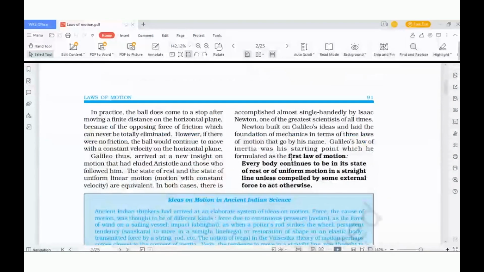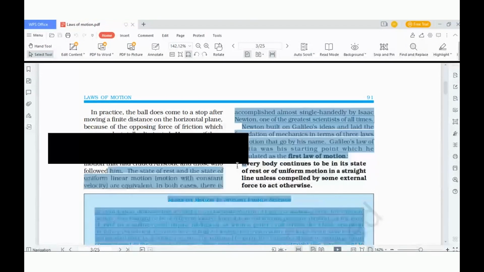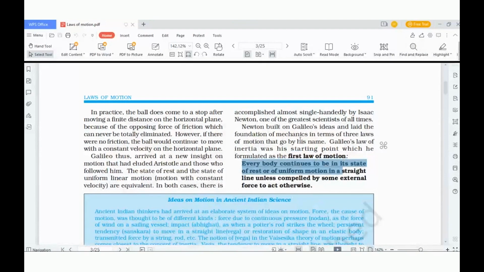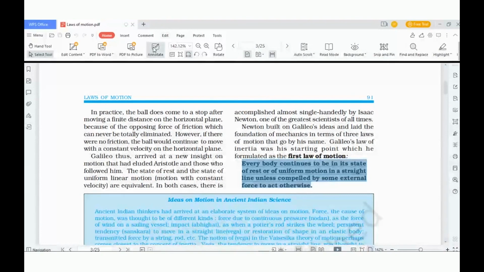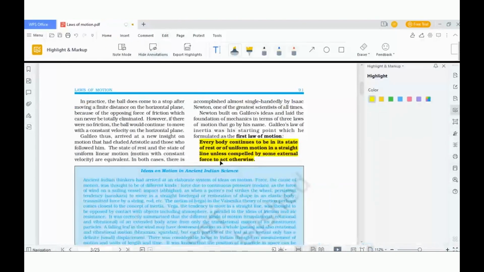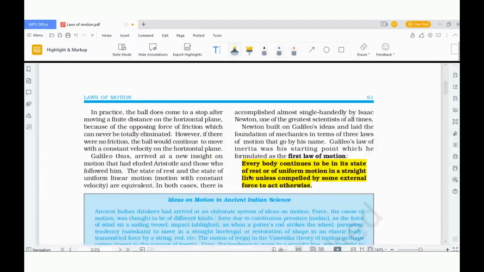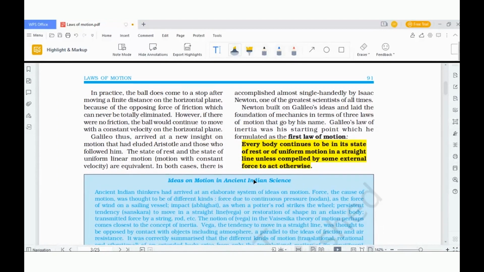Later, the first law of motion can now be stated as: every body continues to be in the state of rest or in the state of uniform motion unless compelled by an external force. So if it is at rest, it will be at rest. If it is in motion, it will be in motion.